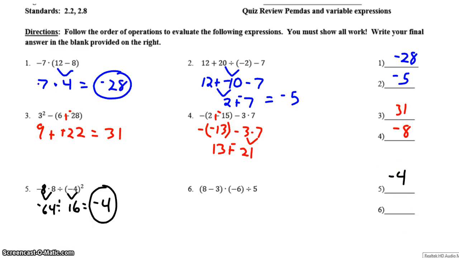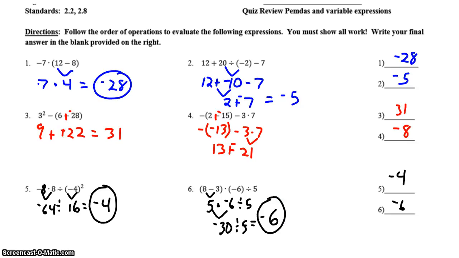And then in number 6, what we have is 8 minus 3 in parentheses. So that's going to give me 5 times -6 divided by 5. Left to right, I'm going to do 5 times -6 for multiplication, which would be -30, divided by 5, which is -6. So that gives you an idea of the PEMDAS problems you're going to see tomorrow.